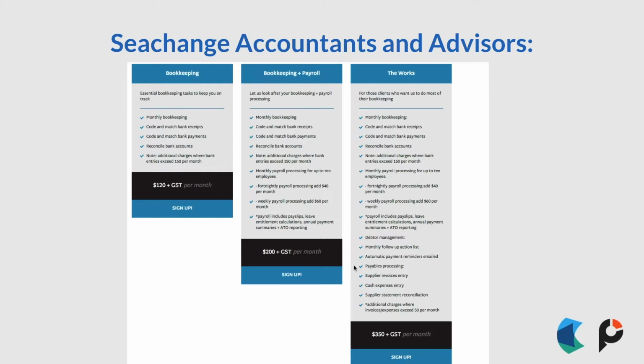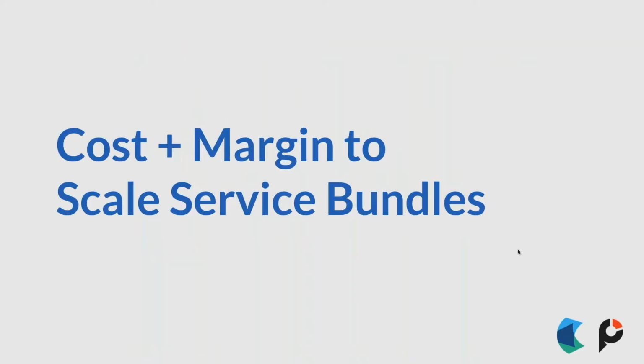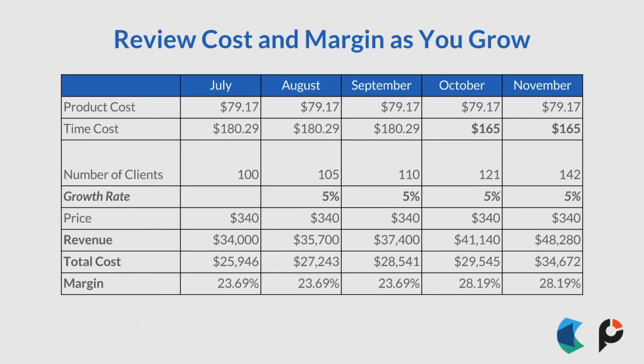It is, and the whole point of the back end is that you systemize all of this. You've got clear systems and processes in place that help you deliver all of this, so that you are actually making a good margin on all of these services. Oh, look at that, just segue and everything. Cost and margin to scale service bundles. So again, we want to review the cost and margin as you grow.